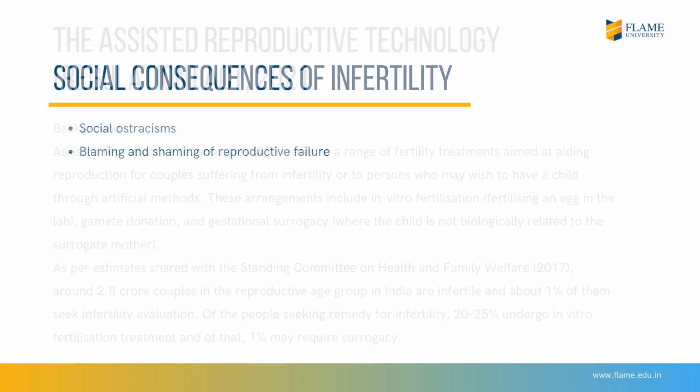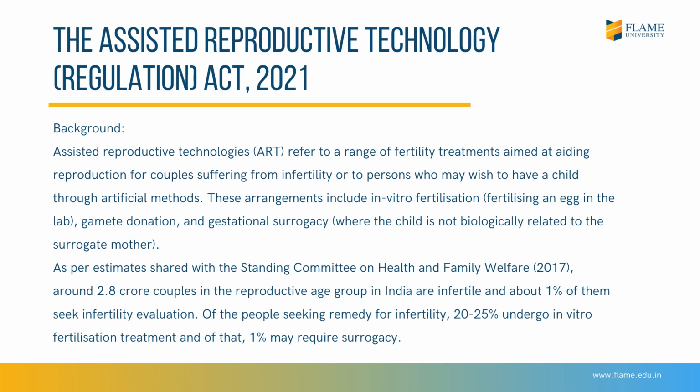They define ARTs as a range of fertility treatments aimed at aiding reproduction for couples suffering from infertility or for persons who may wish to have a child through artificial methods. These arrangements include in vitro fertilization, gamete donation, and gestational surrogacy, where the child is not biologically related to the surrogate mother. So, as you can see, the idea of medical intervention traverses a variety of these social institutions of family, of marriage, of the self, and helps in redefining understandings of embodiment, and of how marriage and family are organized or defined.